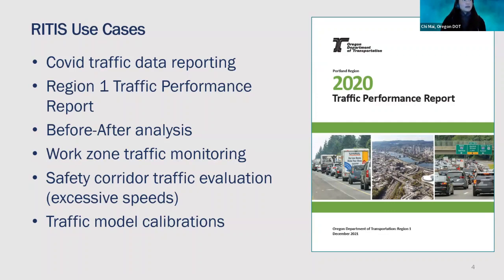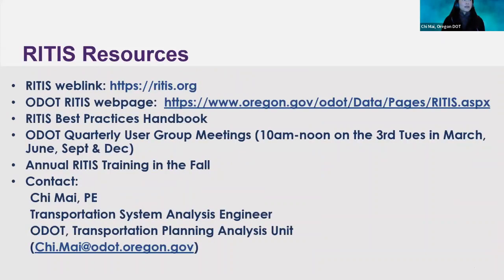Region 1 produces the traffic performance report. This highlights a lot of the problem areas for them so that they can focus on improvements. We use this a lot for before and after analysis, and for work zone traffic monitoring. I did this for a safety corridor traffic evaluation in which we were looking at excessive speeds. And of course, for your interest today, you can use this for traffic model calibrations.